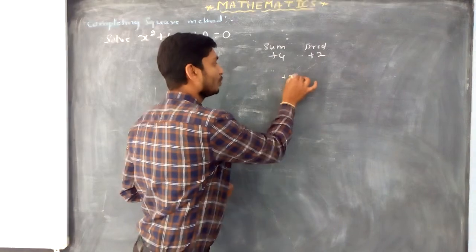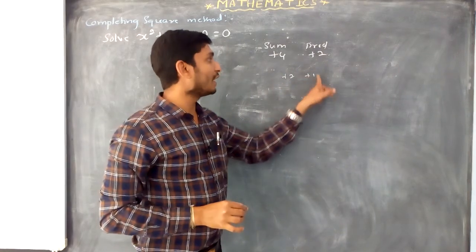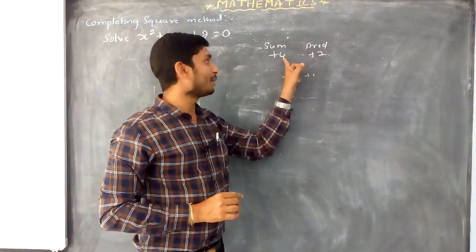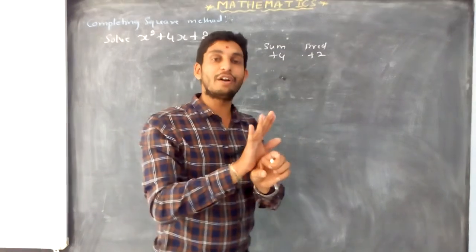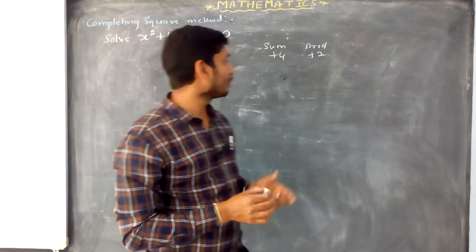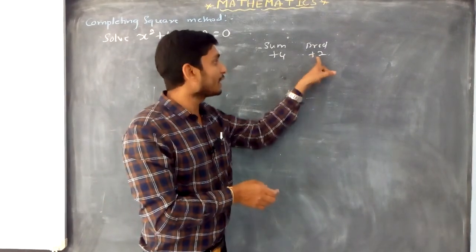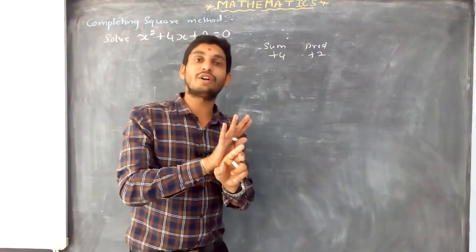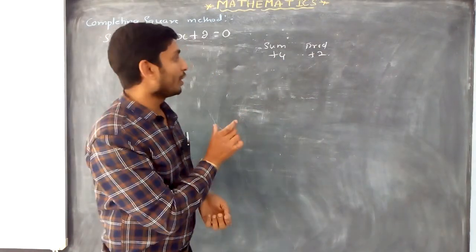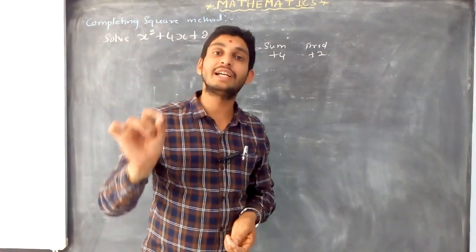Yes, plus 2 and plus 1. 2 ones are 2, but 2 and 1 add is not 4. Yes, 100% you will not get multipliers. You can write this as √2 into √2, but √2 plus √2 is 2√2. It is not 4. So for this problem you will not get multipliers.